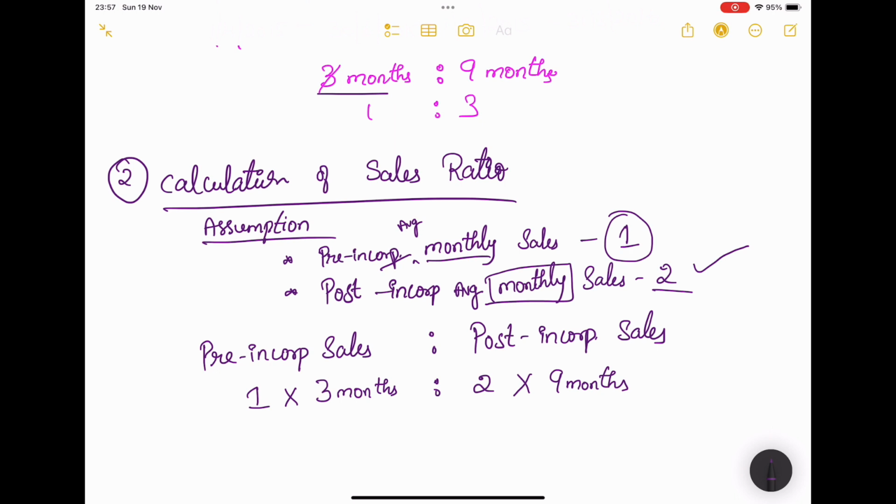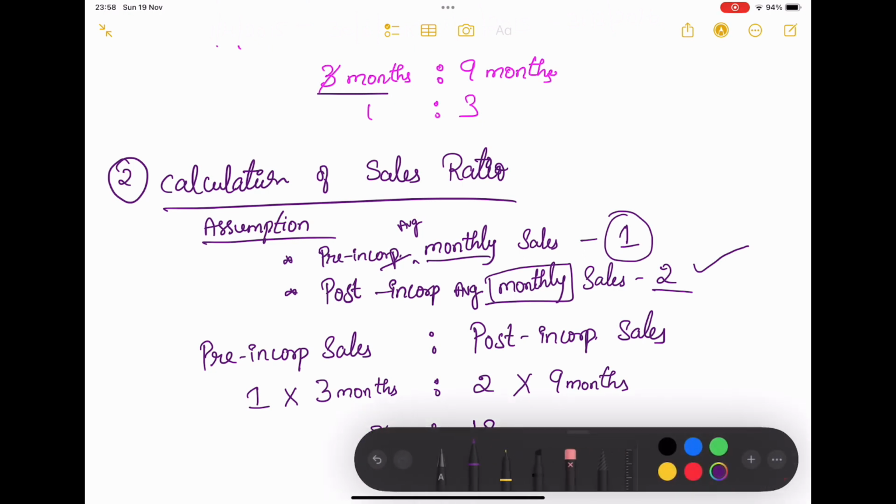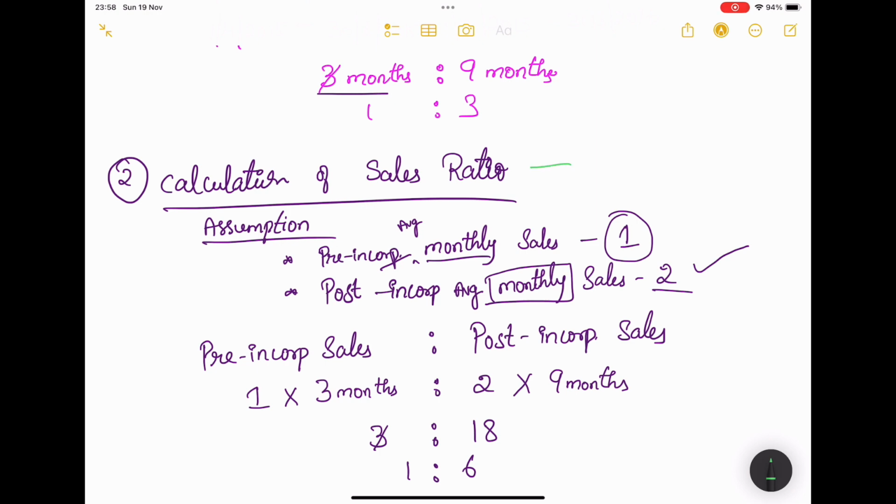So 3 is to 18, that is 3 ones are 3 and 3 sixes are 18. So how much sales ratio did we get? 1 is to 6. Understood? Very easy, very simple. Don't get any confusion over here. Got it? Yes.